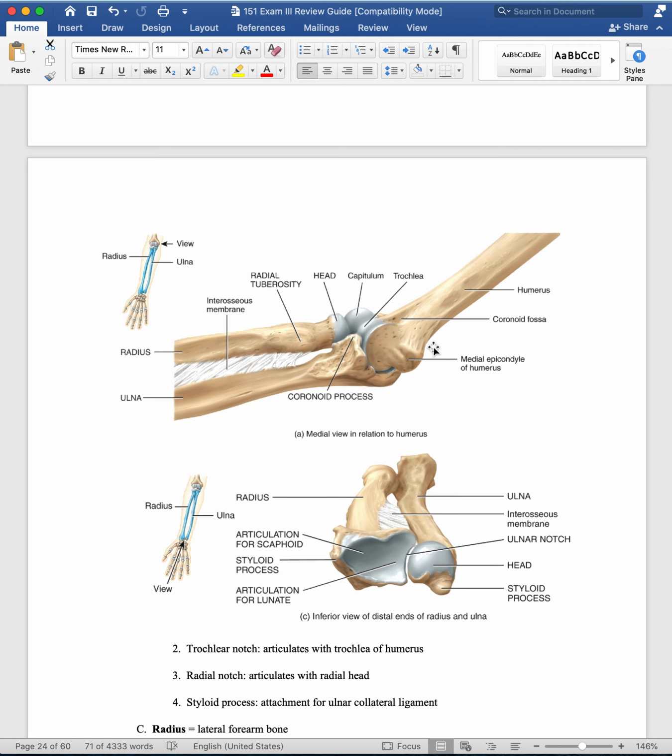And then again, remember at the end of the humerus, we have the medial epicondyle where the trochlea is going to come off of, and the lateral epicondyle where the capitulum comes off of. All right, so let's go down and look at the wrist interaction with the radius and the ulna.